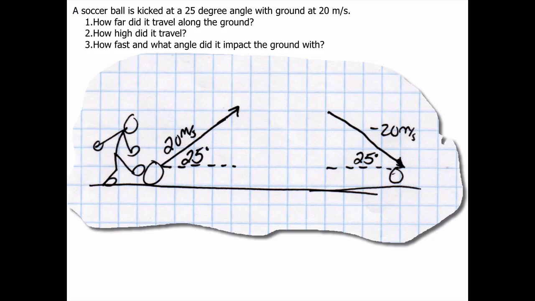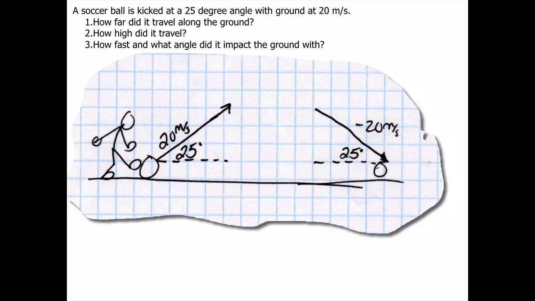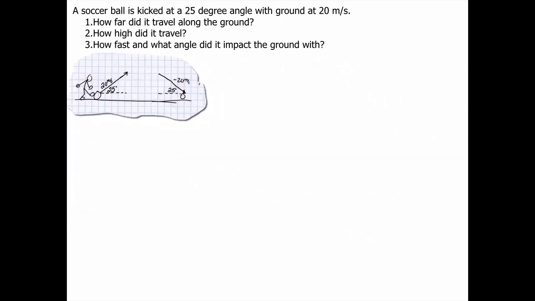To begin with, I'll draw a little picture. So here's my stick figure picture. And 20 meters per second is the initial velocity at 25 degrees. And I went ahead and drew what it's going to land at, which is negative 20 meters per second, 25 degrees. And I know that because it's going to land at the same height that it takes off from, so there's a bit of symmetry to this problem.